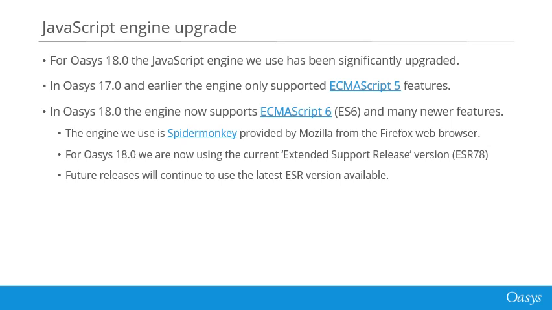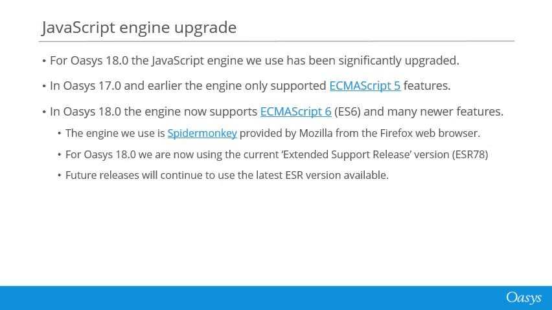The JavaScript engine was originally added to the Oasys Suite roughly 10 years ago and supported the version of JavaScript that was available at the time, ECMAScript 5. However, the JavaScript language is constantly evolving and has changed significantly since then. In 2015, ECMAScript 6 was released, which was a major change.